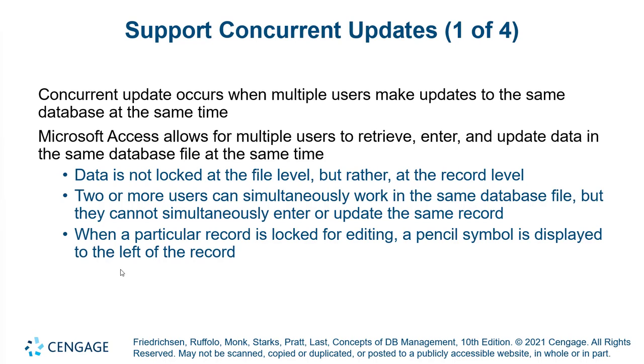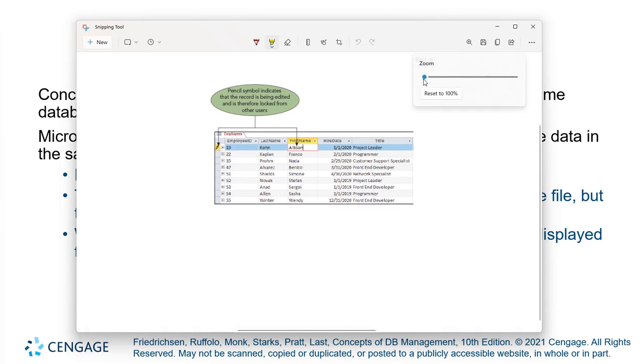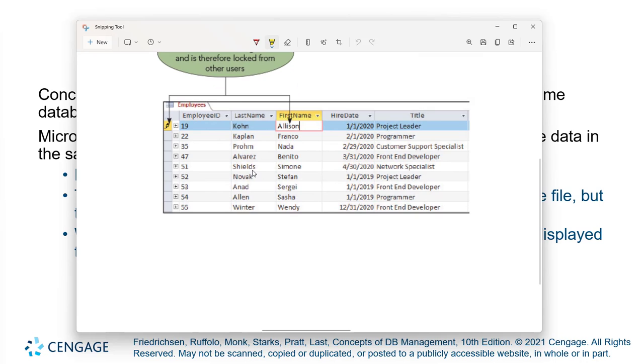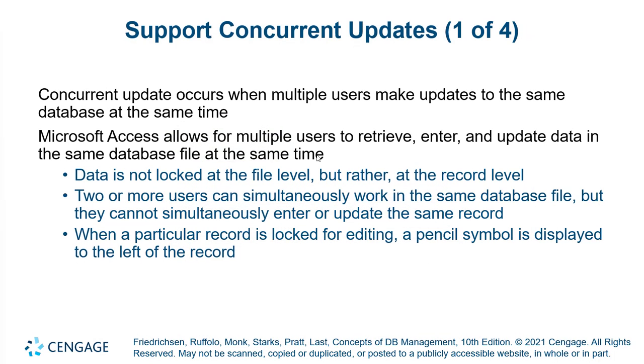Again, Access locks it at the record level, and that is denoted within Access by a little pencil icon. So if we take a look right here, we can see that there's a little pencil icon in here next to this record, and that indicates that record is locked because it's being edited by a different user. So that's what it looks like within Access.